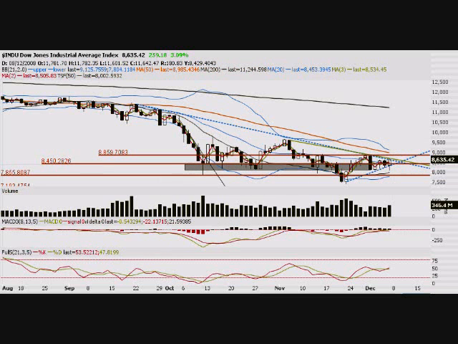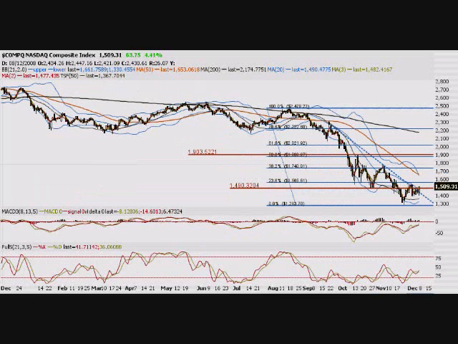Like I said, let's be trading the short charts. This is a daily chart. So this is just to give you an idea of what the trend is doing here.